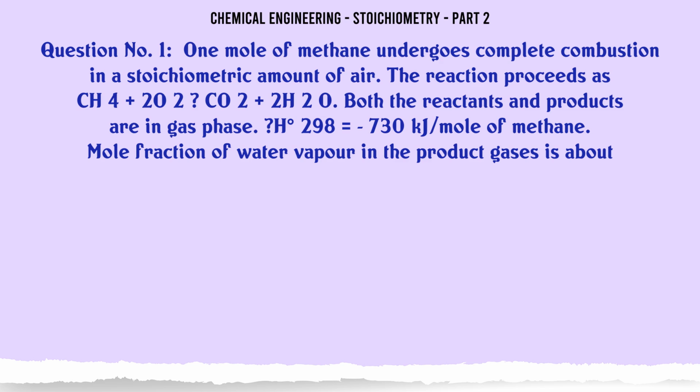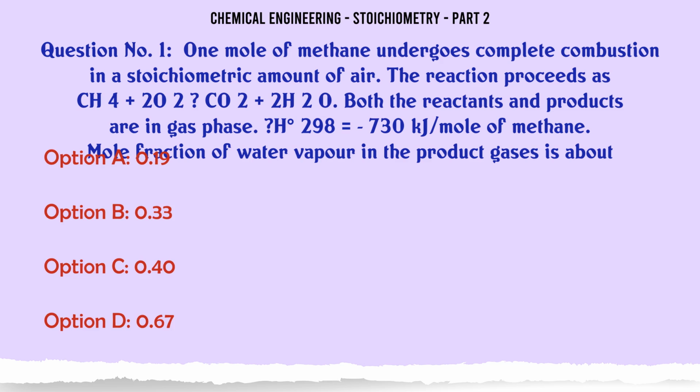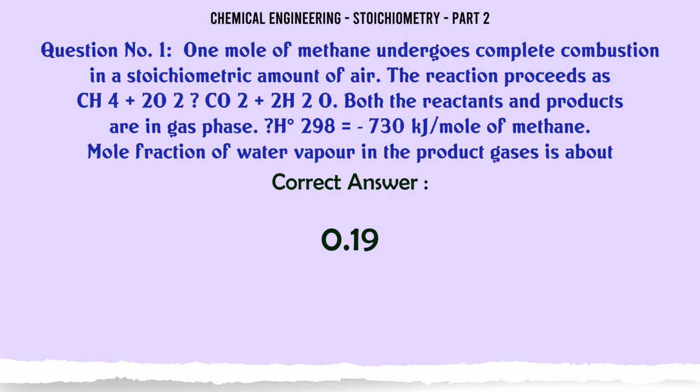1 mole of methane undergoes complete combustion in a stoichiometric amount of air. The reaction proceeds as CH4 to CO2, and both the reactants and products are in gas phase. ΔH298 is 730 kJ per mole of methane. The mole fraction of water vapor in the product gases is about A 0.19, B 0.33, C 0.40, D 0.67. The correct answer is 0.19.